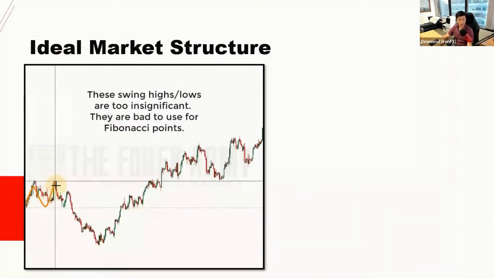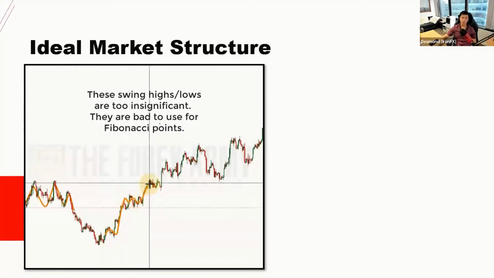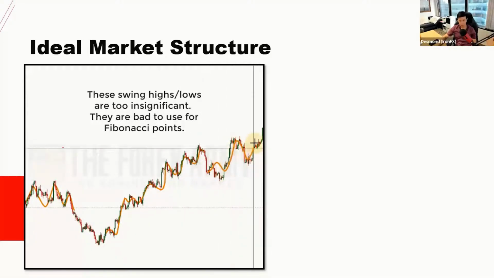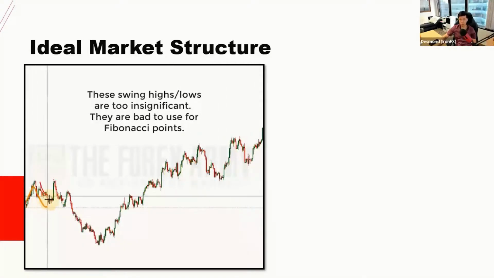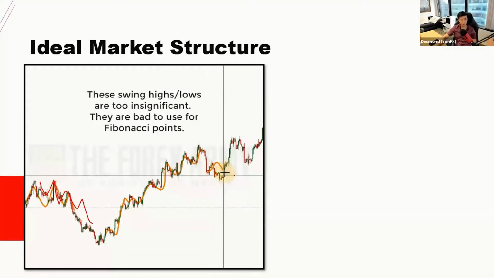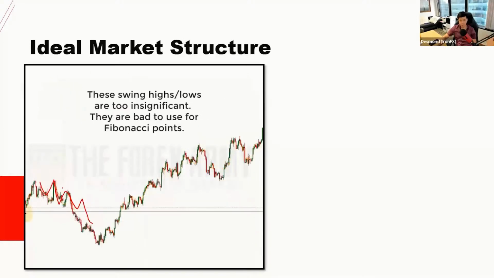Let's first touch on ideal market structure. When you're trading Fibonacci, one of the things you want to do is look for ideal market structure. You don't want a market that is too messy. You want to look for markets where there are very clear movements, the big movements. You don't want to look for the small movements like this.